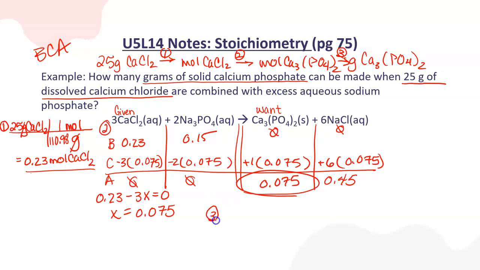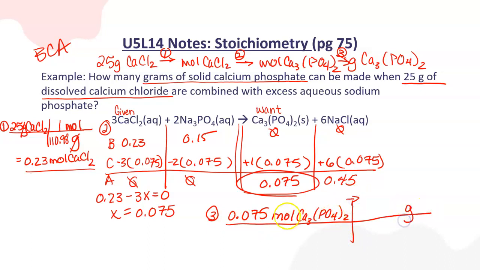So our third and final step is to take this 0.75 moles of what? Calcium phosphate that we wanted. And we're going to change that into grams. So we are going to set up our T-chart. We've got our roadmap above. Change that into grams. Drag moles diagonal so they cancel.